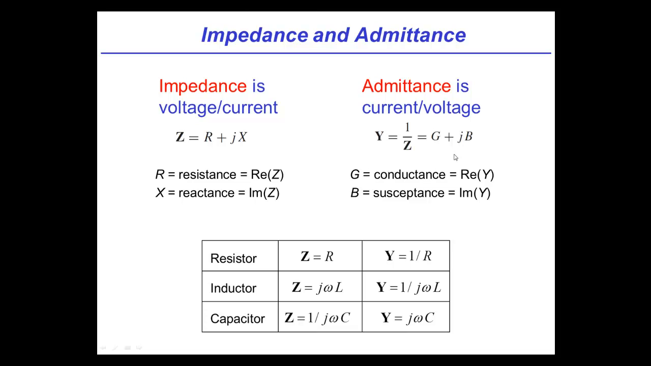Yep. Okay. And then as a summary of what you already know, here are the three common things we deal with: resistors, inductors, and capacitors. The impedances are R, j omega L, and 1 over j omega C. And the admittances would be 1 over R, 1 over j omega L, and j omega C. Makes sense. That's simple.